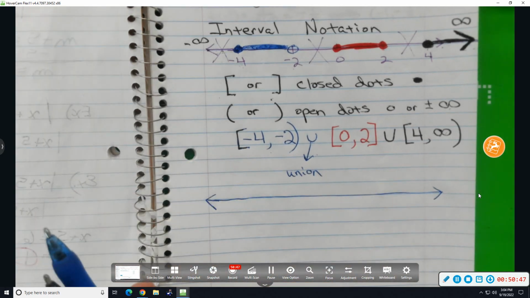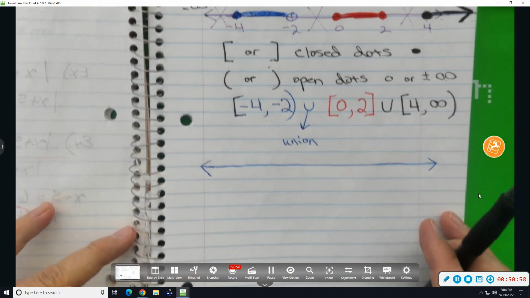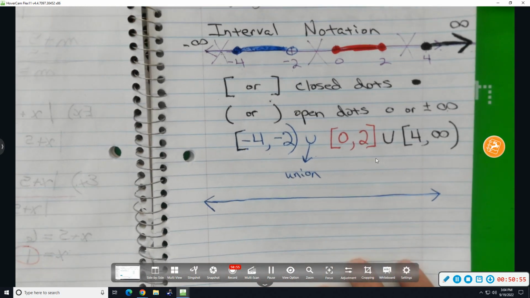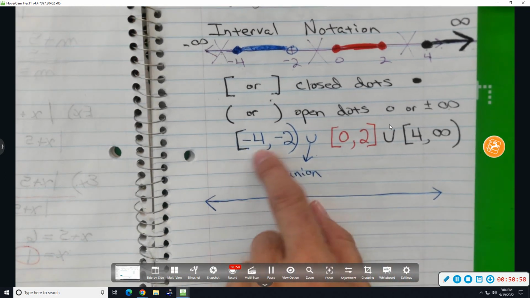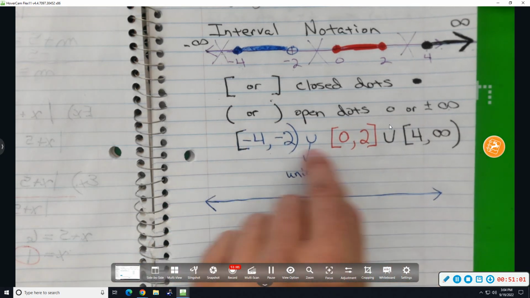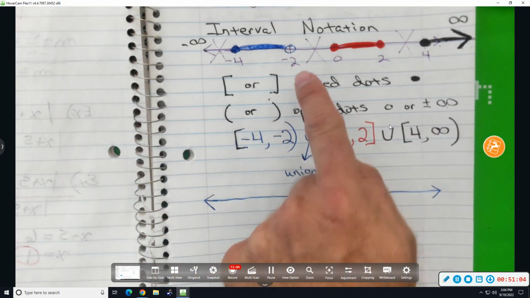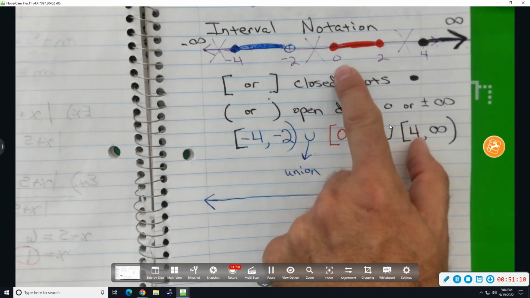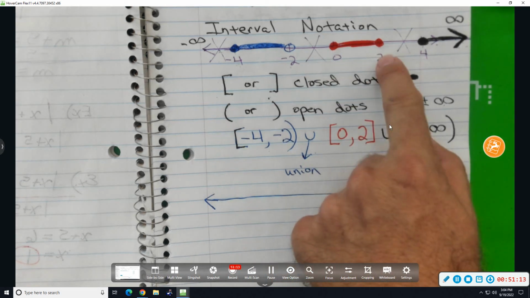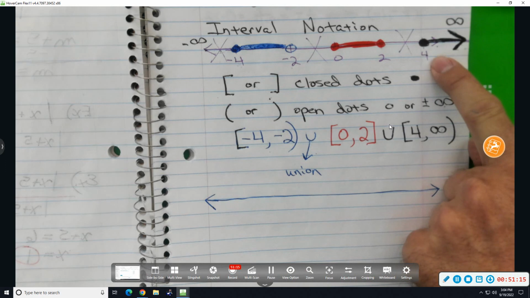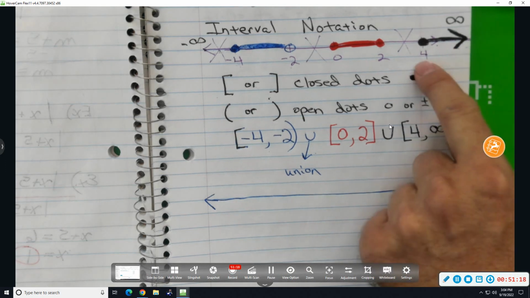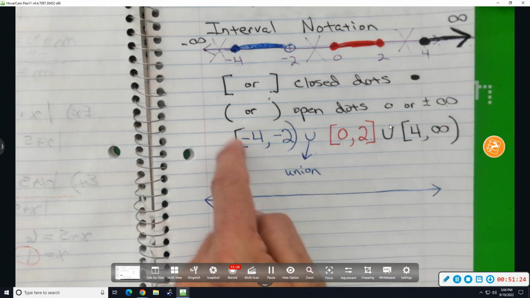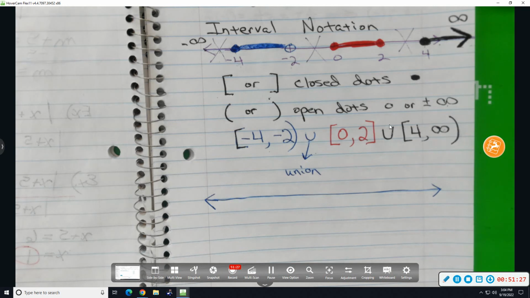Wait, so what is this interval notation for? It's shorthand notation. If someone asks, what are the shaded intervals? What numbers are shaded? I'm about to say it out in words. All numbers between -4 and -2, including -4, not including -2, as well as all numbers between 0 and 2, including both 0 and 2, and all numbers bigger than 4, including 4, not including infinity. This is just shorthand notation for all of that. That's the purpose of interval notation.